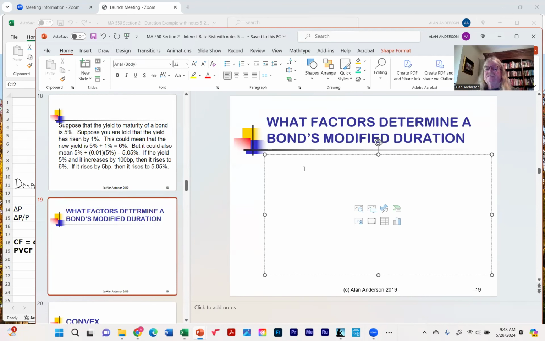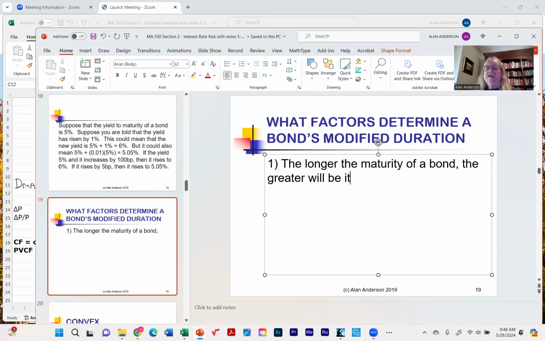Number one, the longer the maturity of a bond, the greater will be its modified duration. And then number two, now this one is not, I mean, that one is pretty straightforward. It should be pretty clear that if there's more cash flows, then there will have to be a larger duration because there's more terms. It's really that straightforward. But this one is not very self-explanatory. We'll get to this though.